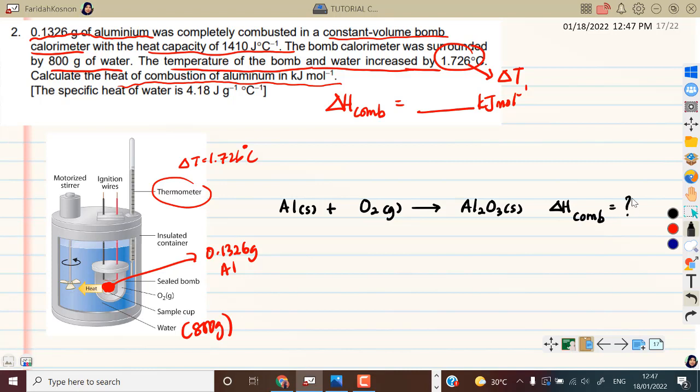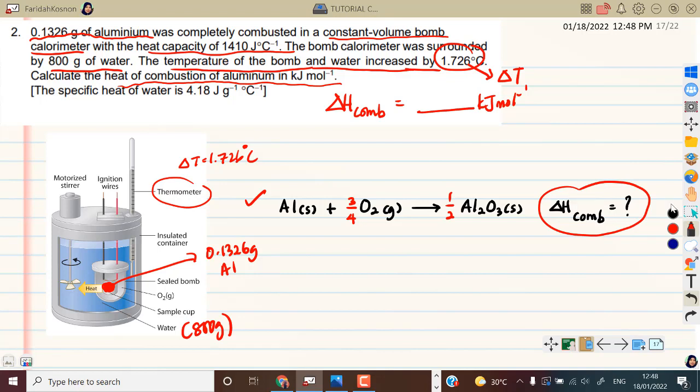Saya tak tahu sekarang ni. Jadi maksudnya, since the unit of heat of combustion is in kilojoule per mole, maksudnya aluminium kita ni mesti 1 mole. So, you have to balance the equation. We have 3/4 mole of oxygen here and half mole of aluminium oxide. Okay, so equation ini kena tulis dululah. Okay, with unknown delta H.